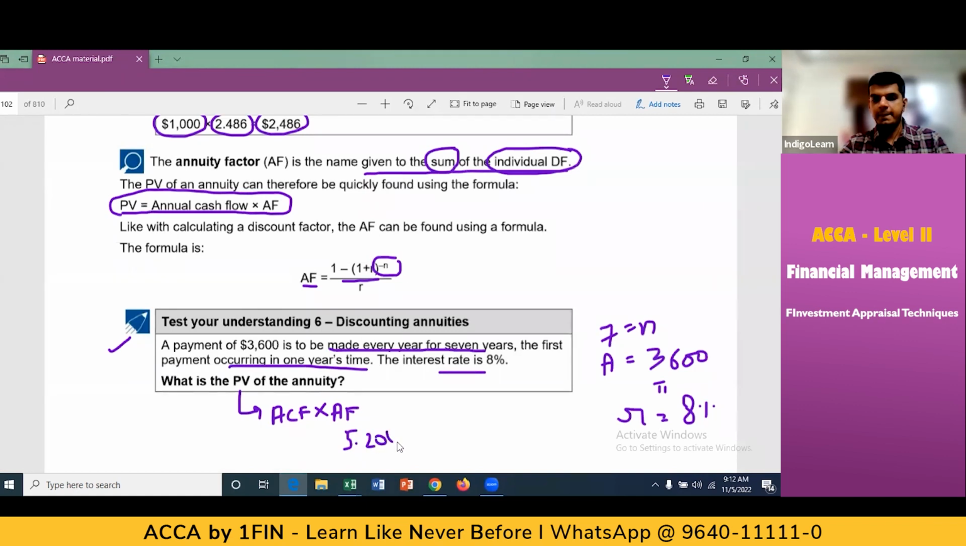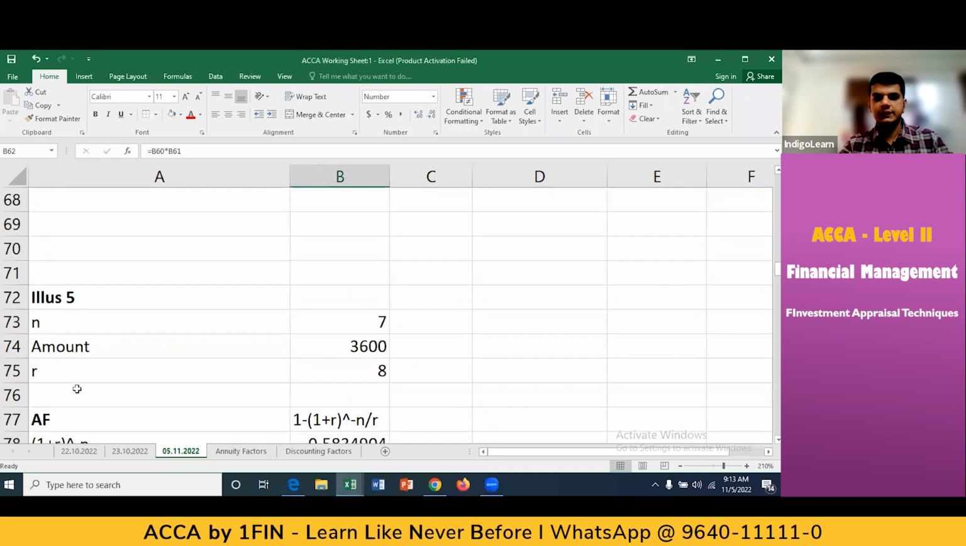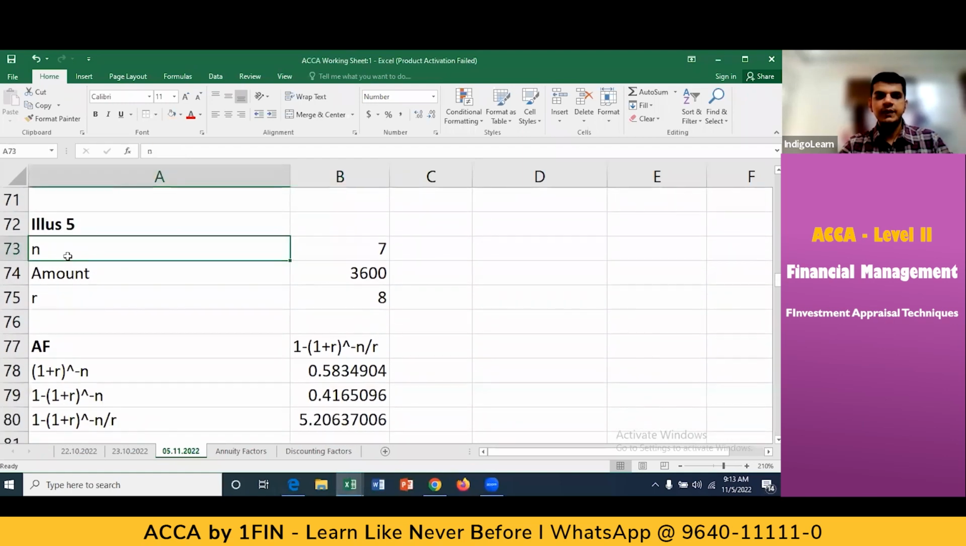5.206. Okay, and 3,600. We will get the immediate answer. Or else, if we go via formula, which we have to cover here so as to have an understanding. N is equal to 7 years, amount is 3,600, R is equal to 8%.